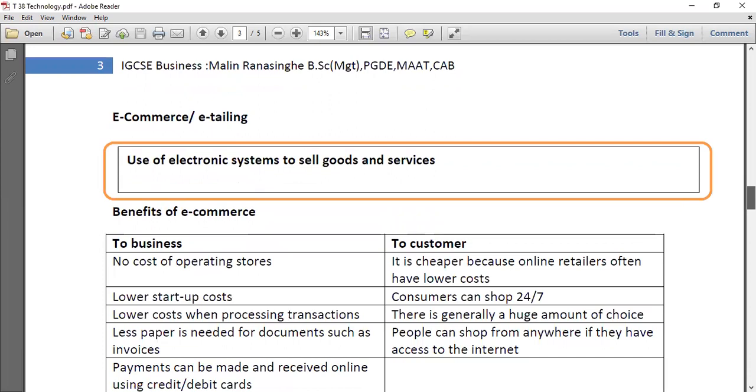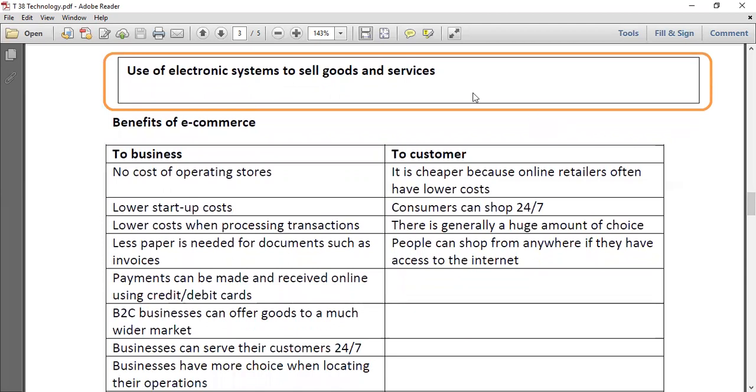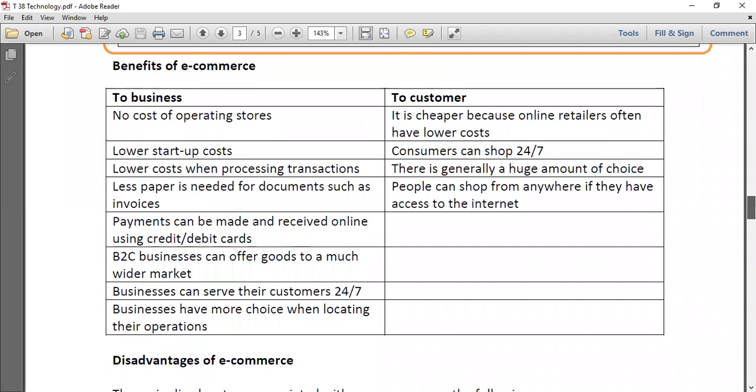Finally, we talk about e-commerce. E-commerce is the use of electronic systems to sell goods and services, especially over the internet, right? We talk about the benefits of using e-commerce to businesses and customers. First, for the businessman, there is no cost of operating stores. Sometimes we can say there is no brick and mortar cost, because there is no rent, there is no electricity cost, so staff cost can reduce, right? This is the advantage for the business.